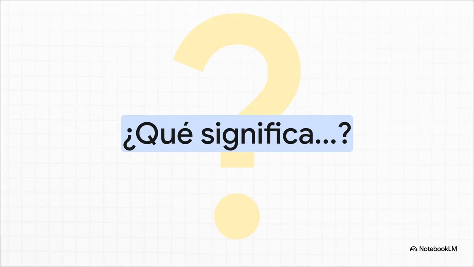Seriously, I want you to burn this into your memory. ¿Qué significa is your absolute master key. If the teacher says a word you don't know, you just raise your hand and ask, ¿qué significa? Followed by that word. It gives you immediate agency. You aren't just passively listening anymore, you are actively extracting meaning from the room.